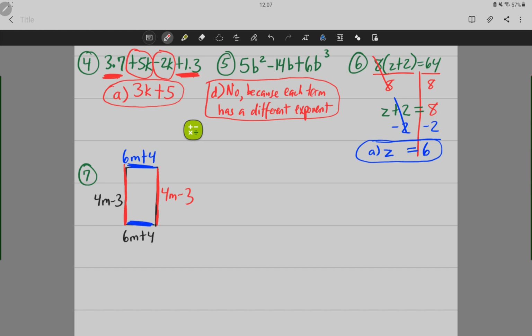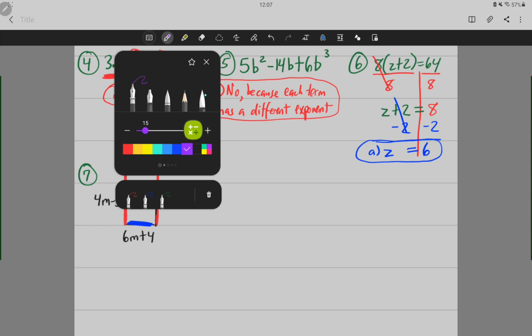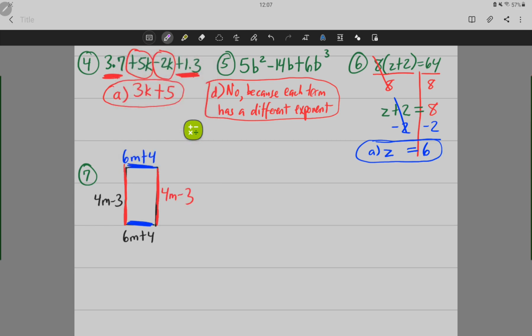Now it's time to just combine the like terms. So let's focus on our variables. We have 6m plus 4m, which would be 10m. 10m plus 6m is 16m. And 16m plus 4m is 20m. So let me just write that out before I just write an answer. So 6 plus 4 plus 6 plus 4. So this gave us 20m.